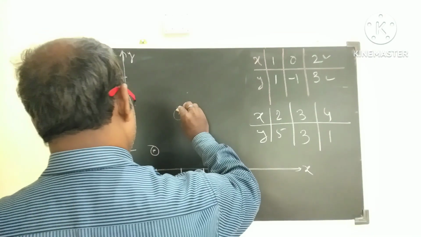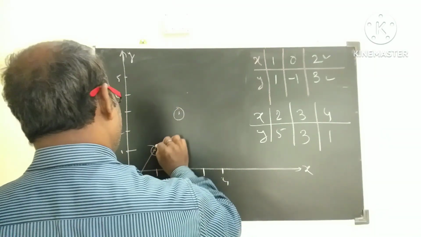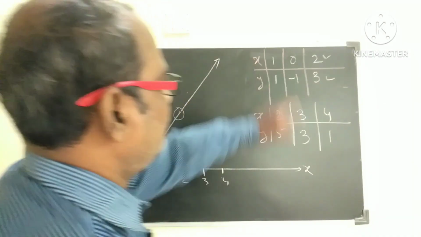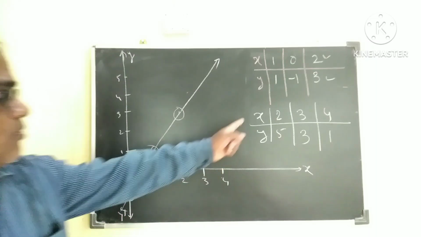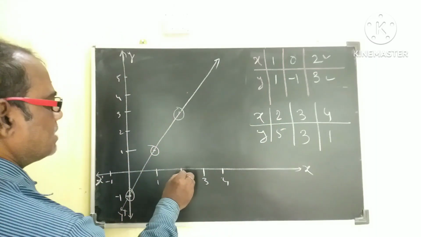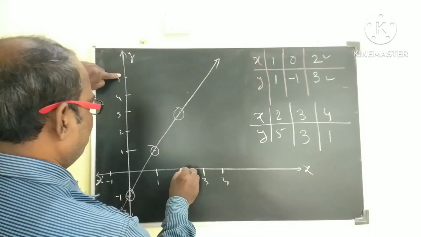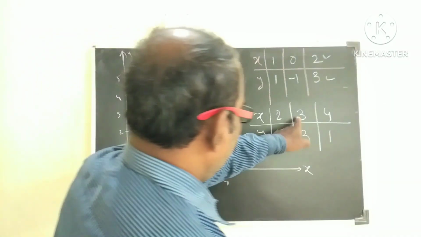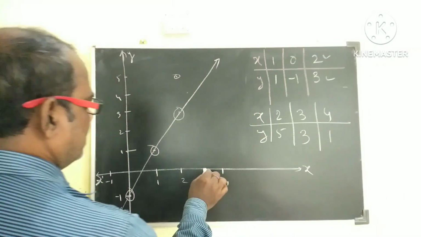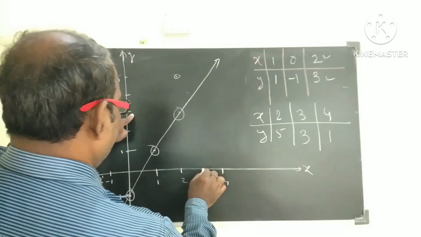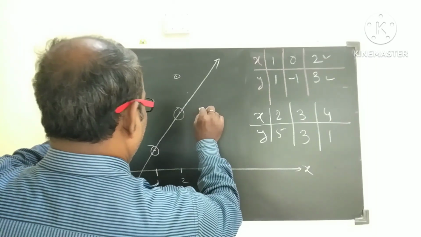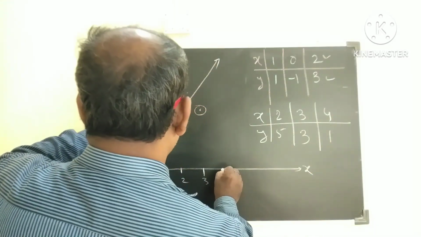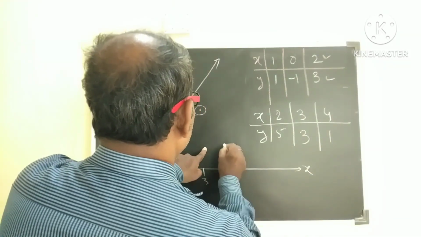So, this is the line. You join this line in this way. On this, write down the equation of this line. Next, x equals 2, y equals 5. x equals 3, y equals 3. x equals 4, y equals 1.